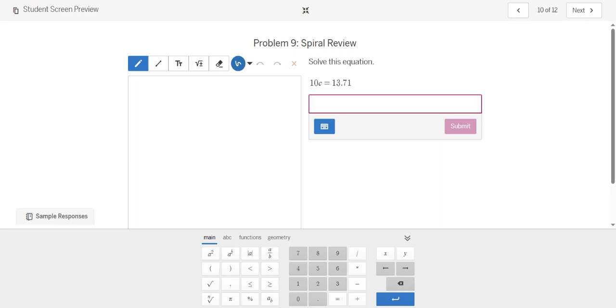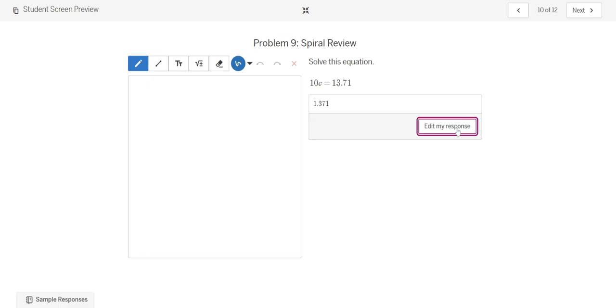If 10c equals that, then 1c is just going to be 1.371. I just divide both sides by 10, I guess.